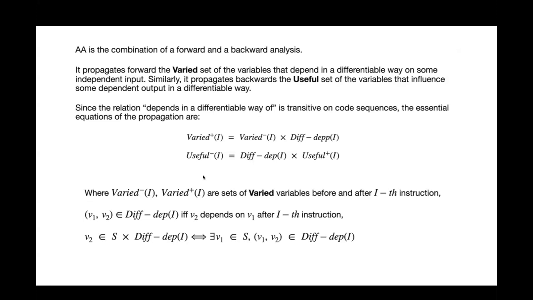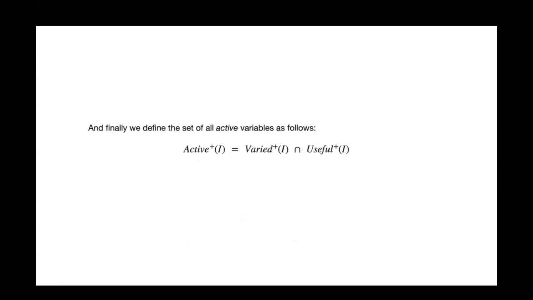So the way we need to find those sets is really naive. We just basically use some really natural relations of dependence in a differentiable way, and we get the following relations, which I won't really get into. Again, they're kind of obvious and really natural. And at the very end, we'll say that a variable is active if it is both varied and useful.